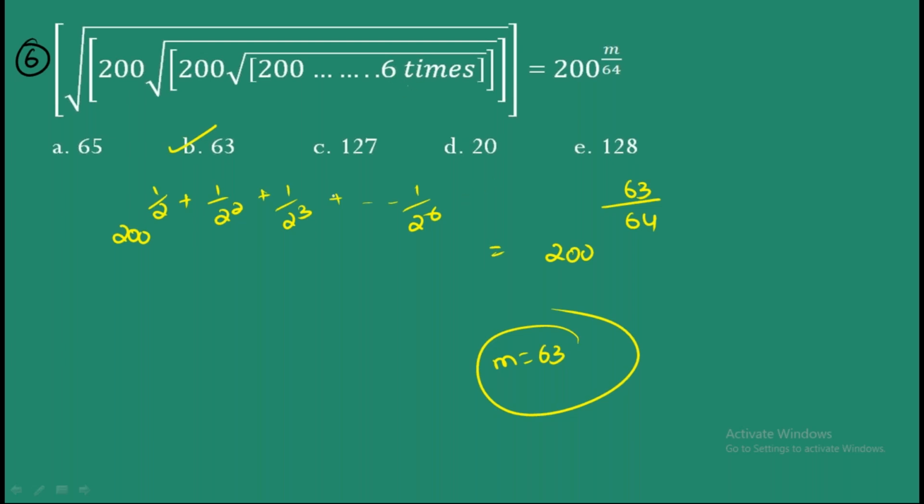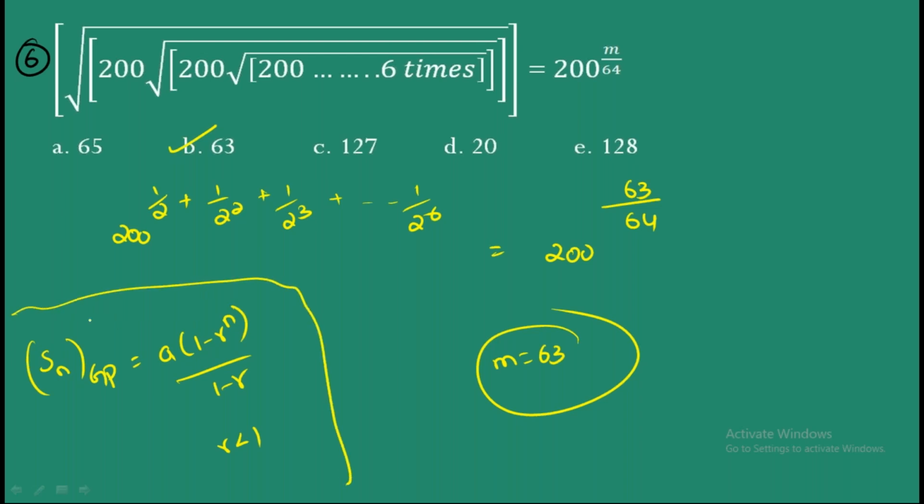If it is 60 times, you use the sum of n terms in GP, which is A into 1 minus R power n by 1 minus R, when R is less than 1. You can apply that concept. Here R is 1 by 2, A value 1 by 2, you can just utilize that. Okay, perfect. M value 63, yes.